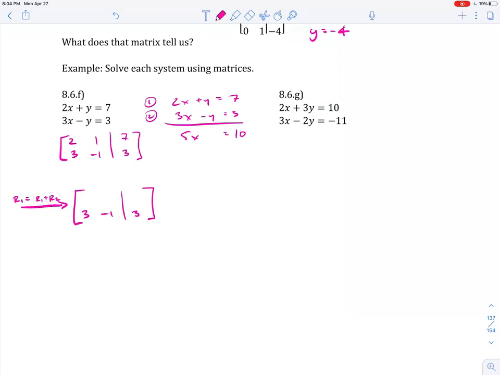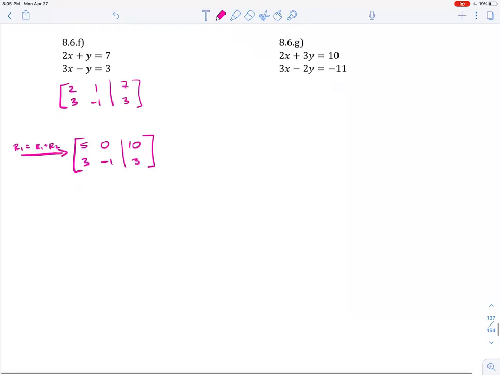So my bottom row, nothing changes. Still has that. My top row, row 1 plus row 2. So I'm checking out 2 plus 3, which gives me 5. 1 plus -1, which gives me 0. 7 plus 3, that gives me 10. And that's exactly the same thing that is represented by this equation that we would have gotten if we pursued this using an elimination method. We're just not writing coefficients so much anymore.